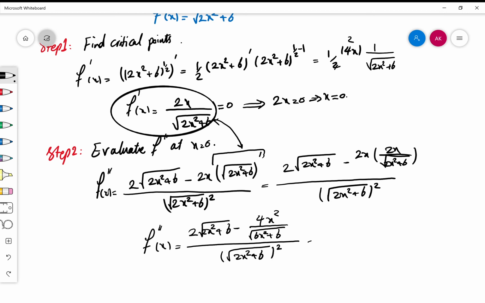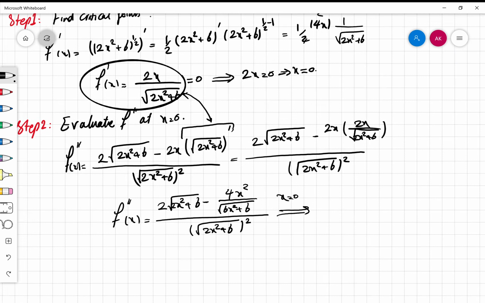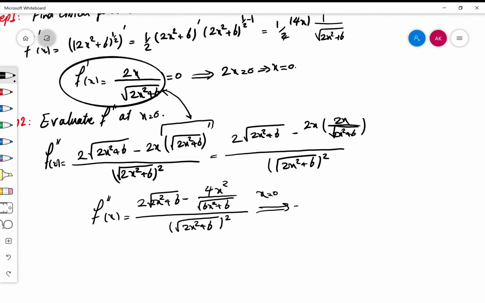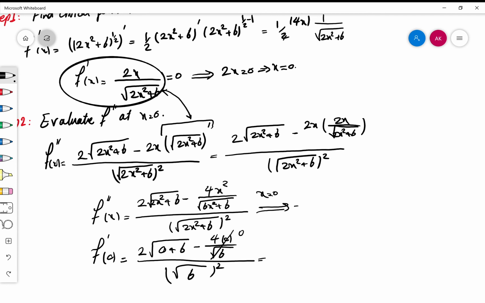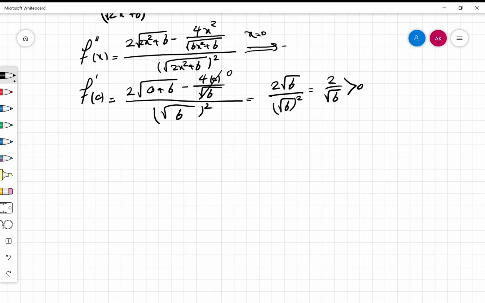Okay, now set x equal to 0, and what you find is that, let me write it here, f double prime at 0 is 2 times 0 squared is 0 plus 6 minus, this is 4 times 0 over root 6, and then this is root 6 squared. See, this is just 0. This is 2 root 6 over root 6 squared, which is just 2 over root 6. This is a positive number, so f double prime at 0 is positive.